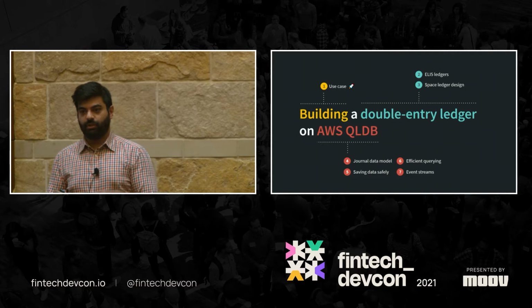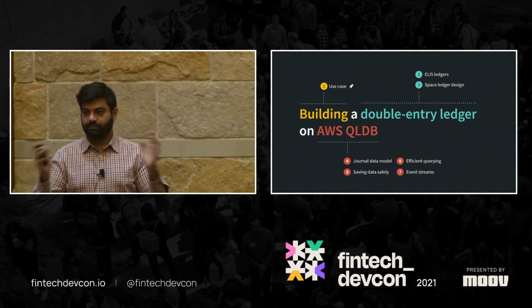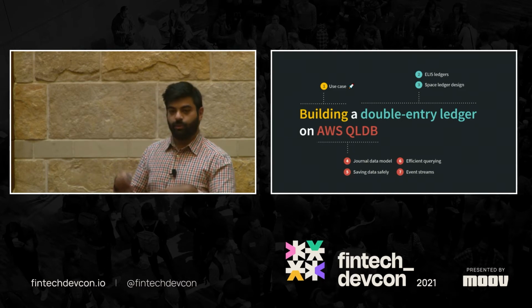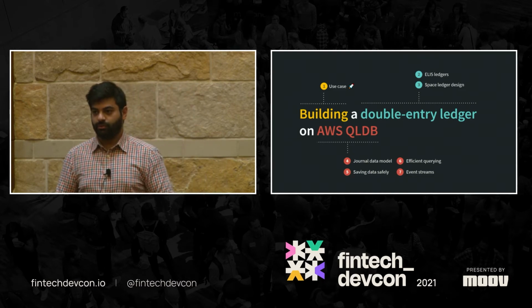And then we'll dive into, okay, if I want to implement this ledger design, how would I do it in QLDB? What are some of the features that QLDB has to help us do that?